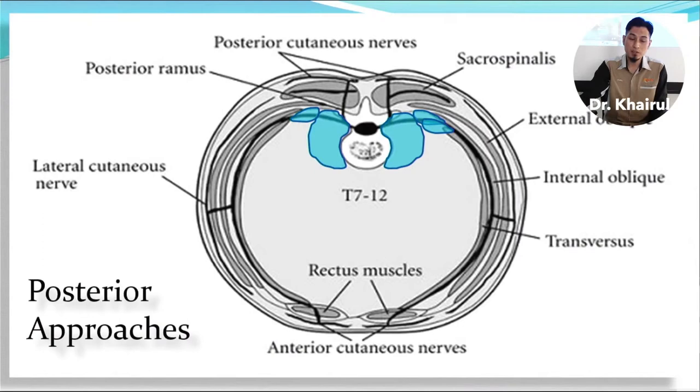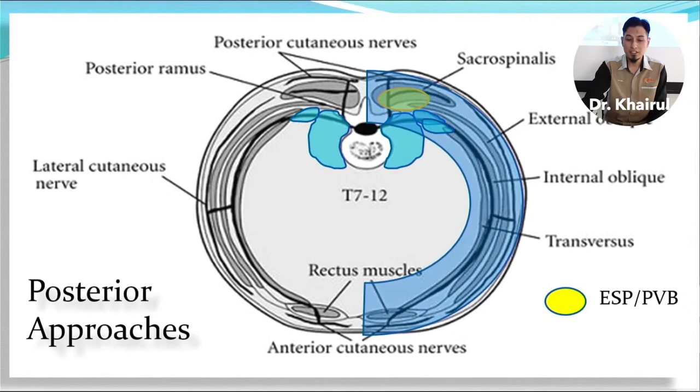Abdominal wall blocks can be divided into posterior approaches and anterior approaches. For posterior approaches, we can perform erector spinae plane block or thoracic paravertebral block. We can perform this block posteriorly, and it blocks both the ventral rami and the dorsal rami. For erector spinae plane block, we inject the LA in plane between the erector spinae muscle and transverse process. As for the thoracic paravertebral block, we inject the LA into the paravertebral space.